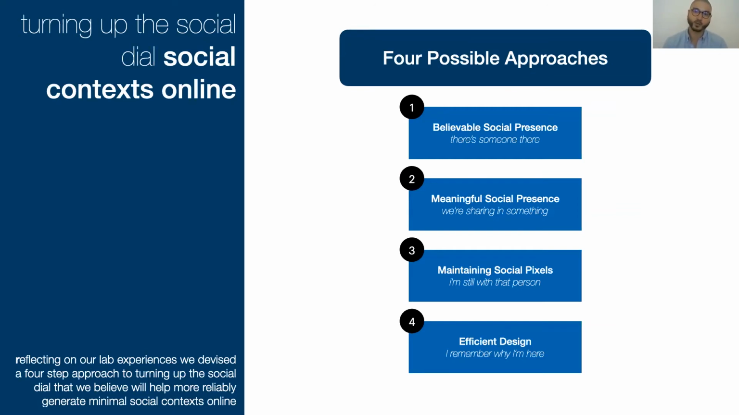We came up with 4 possible approaches in thinking about turning up the social dial. So we'd already basically nudged us in the right direction, but we wanted to turn the social dial up even further and really ramp up that believability that the people were working with someone online. And the way we thought about this is breaking it down into 4 steps. The first step, which is something we already began doing, is to create this believability that you are working with someone online, that there's really someone there.